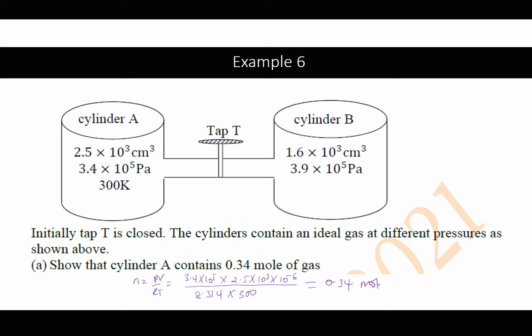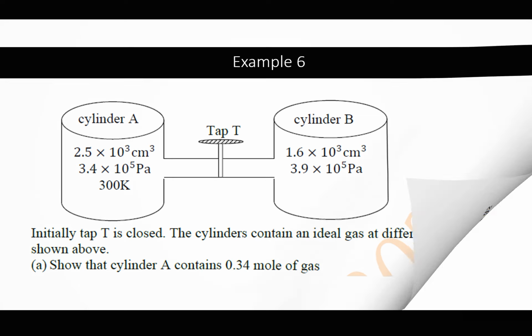Then part B. So we need to quote the volume of cylinder A, the pressure, the temperature. Volume of cylinder B is this, the pressure is this. I think part B may want us to find the temperature of cylinder B. Let's check. So we know the pressure of cylinder B 3.9 exponent 5. We know the volume 1.6 exponent 3 centimeters cubed.